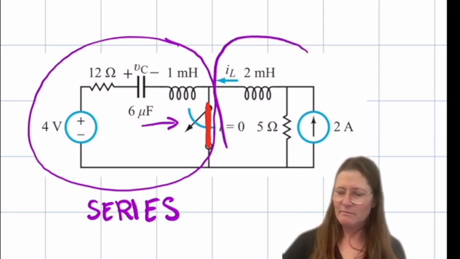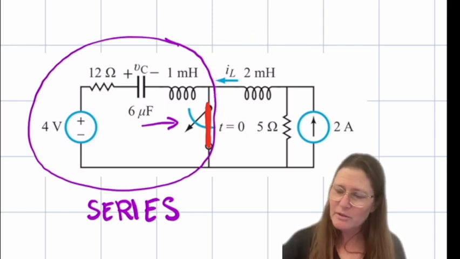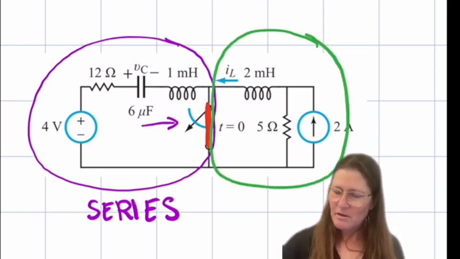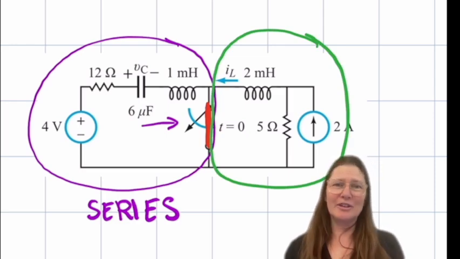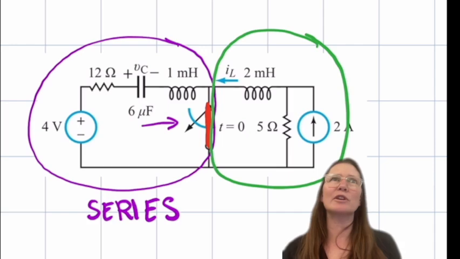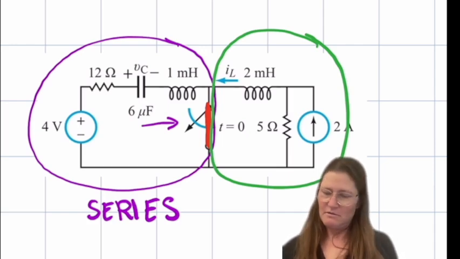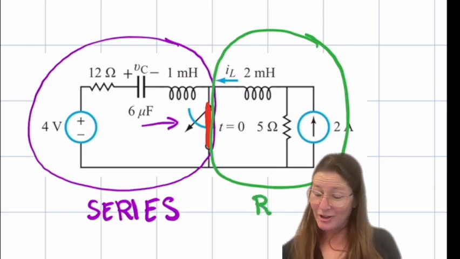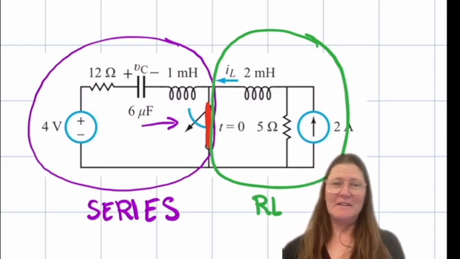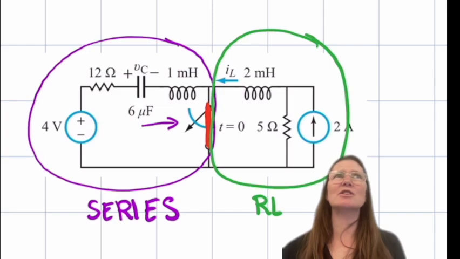This one, should I do a different color? This is not an RLC. This would just be an LC circuit. Or not an LC, an RL circuit. So just a resistor and inductor.